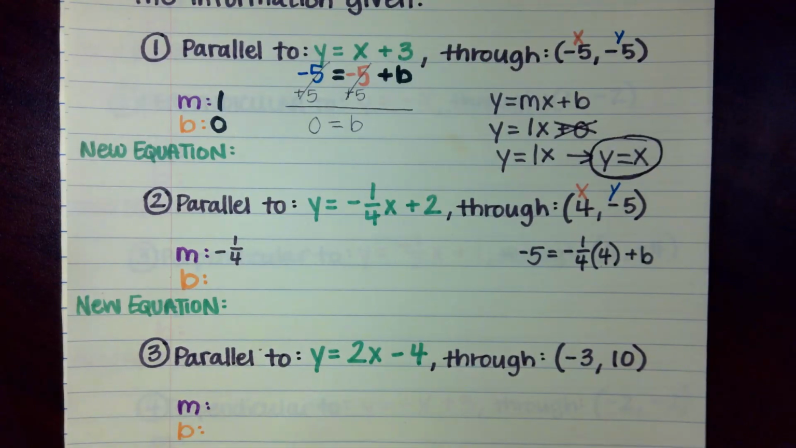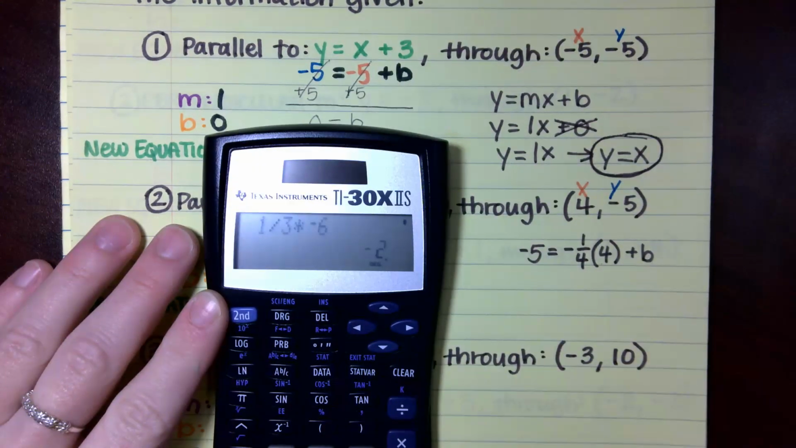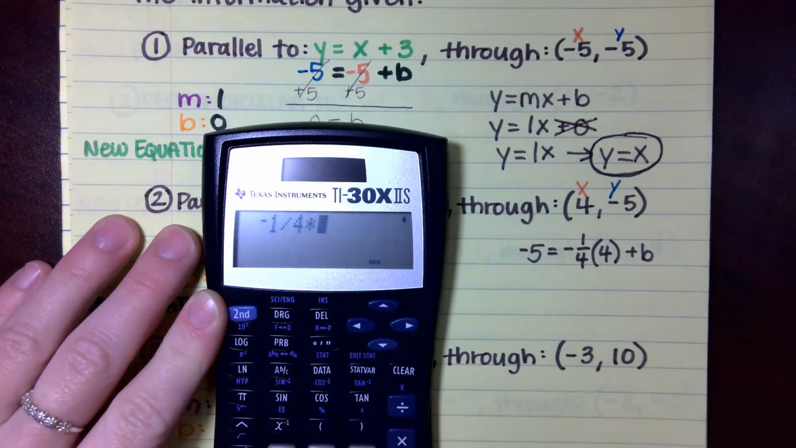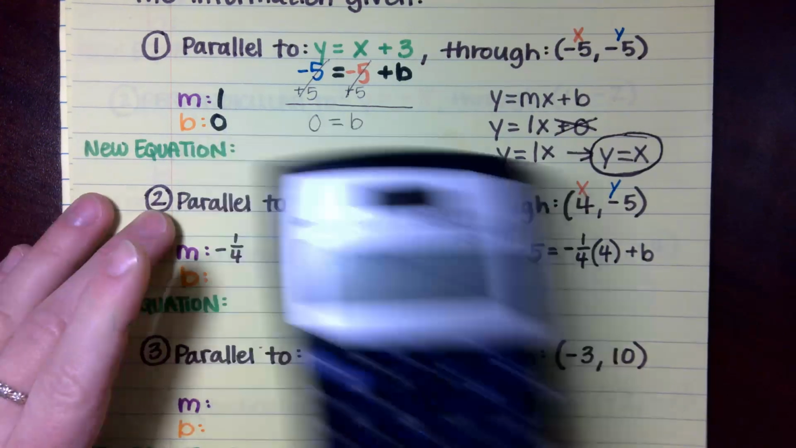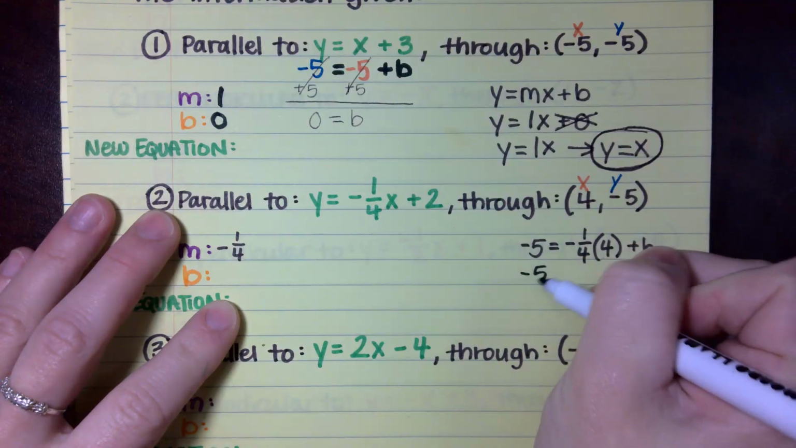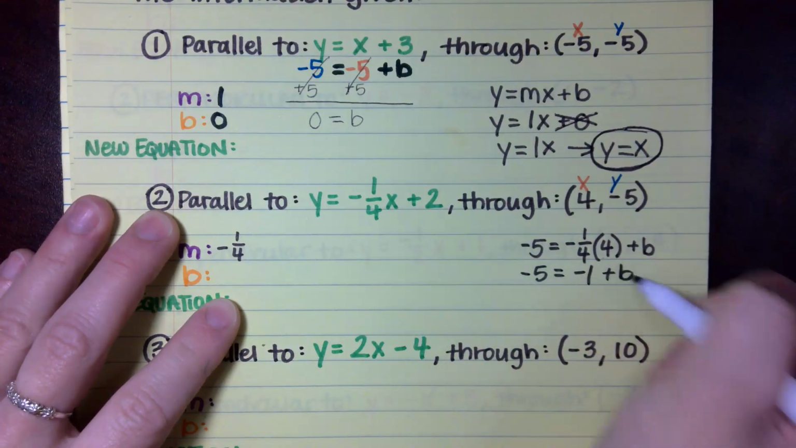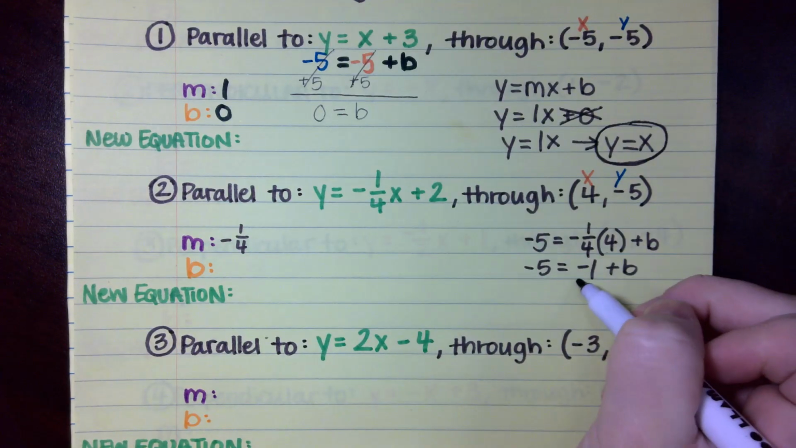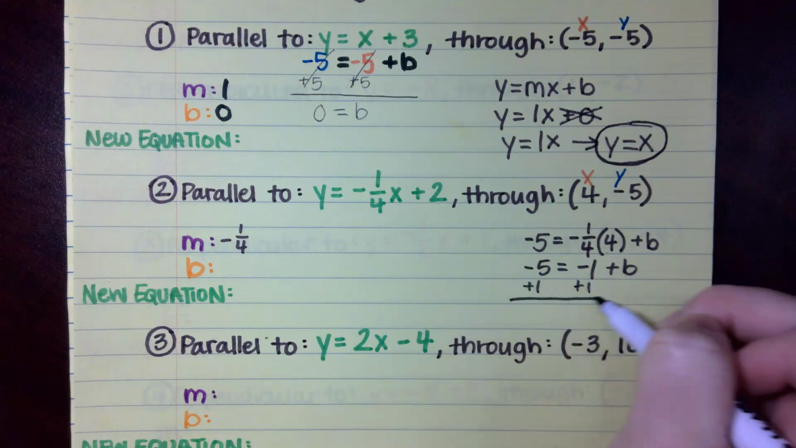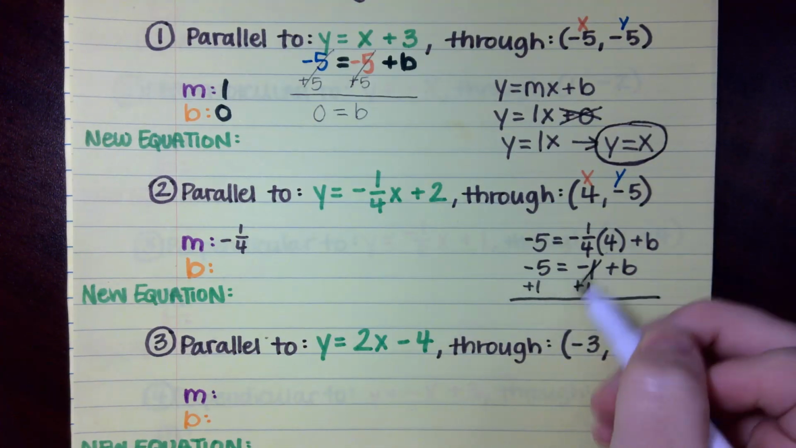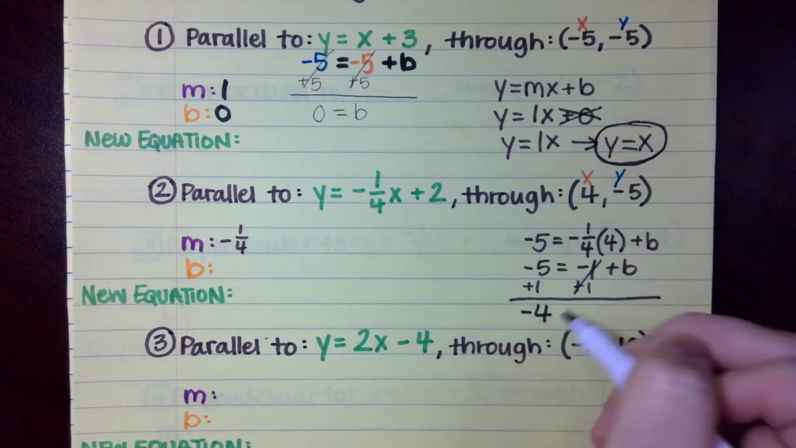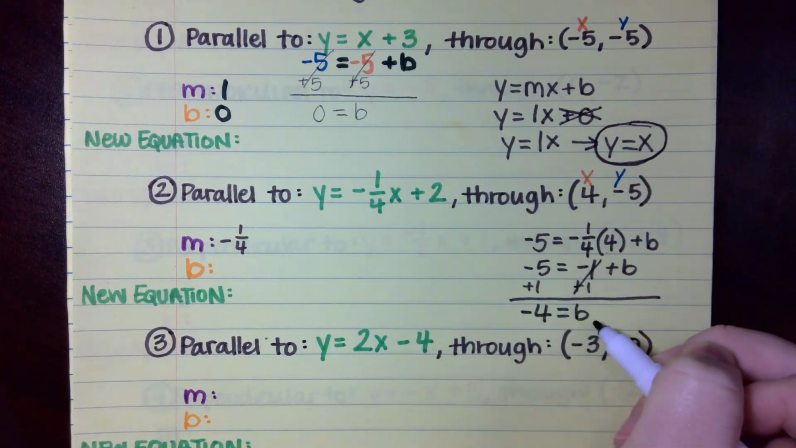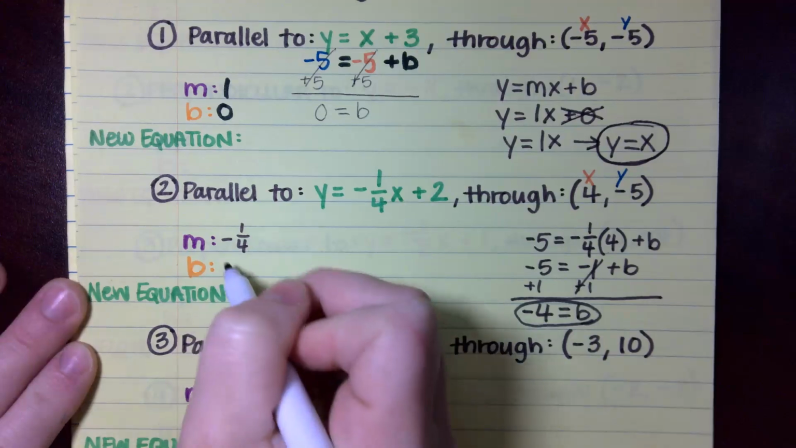Okay, let's do this. What are we doing first here? We're going to do -1/4 times 4. -1 divided by 4 times 4 is -1. So now we have -5 equals -1 plus b. What's next? Add 1. And what is -5 plus 1? -4 is equal to b. We have our b. So I'm going to write that in over here.